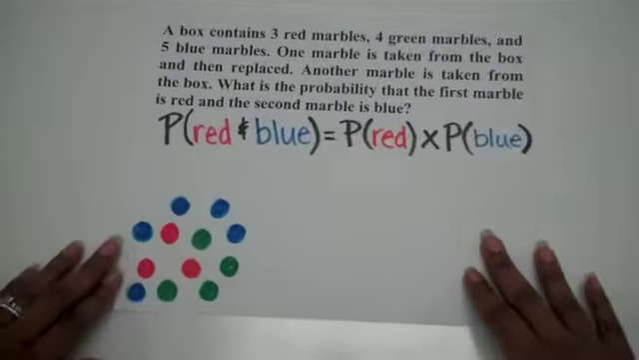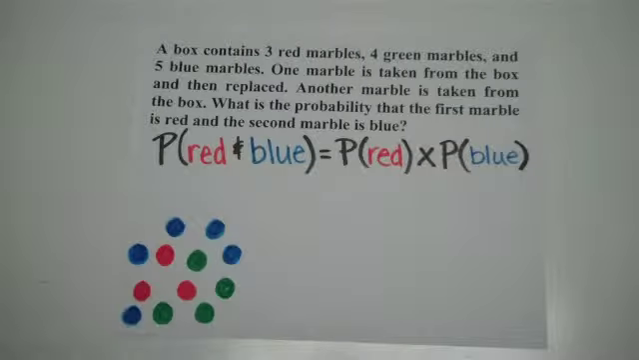Our first example says that a box contains 3 red marbles, 4 green marbles, and 5 blue marbles. One marble is taken from the box, and then replaced. Another marble is taken from the box. What is the probability that the first marble is red and the second marble is blue?